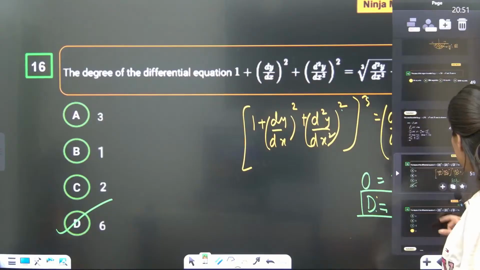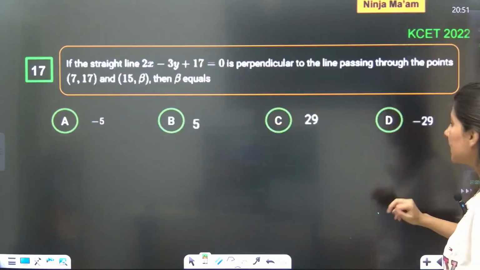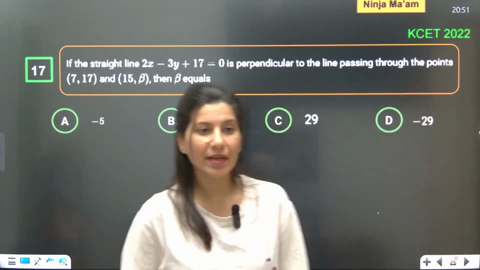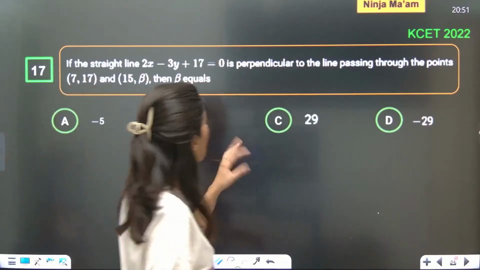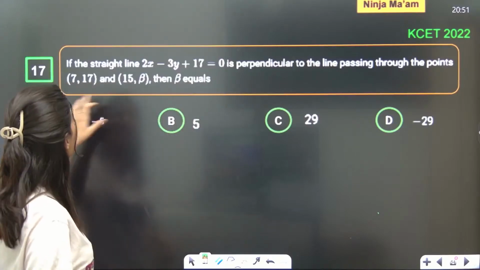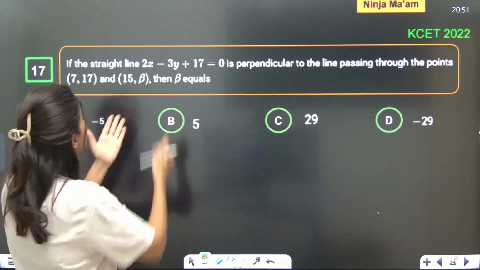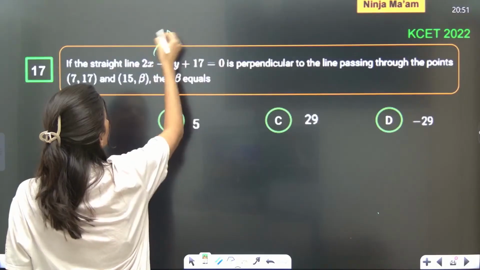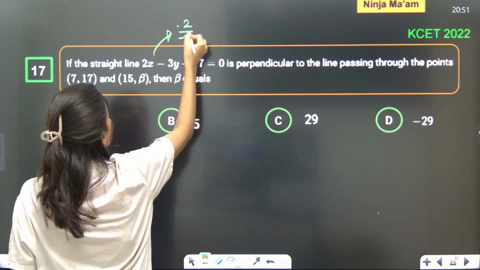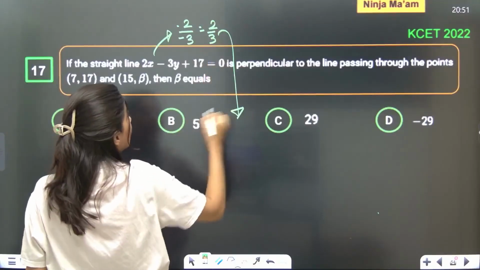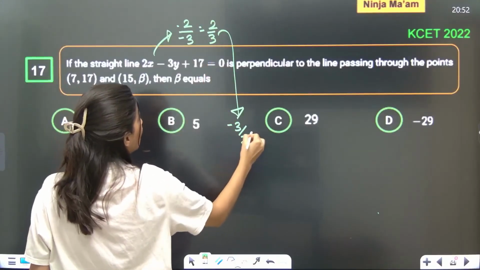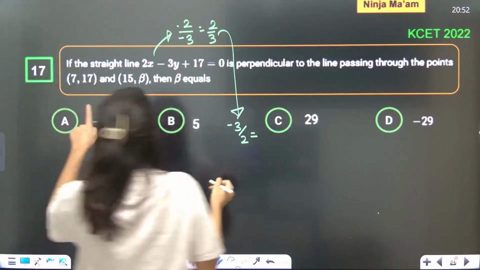Alrighty. Clear? Now the next question, everybody. If the straight line 2x minus 3y plus 17 equals 0 is perpendicular to the line passing through these two points. See, the slope of this line, anybody can tell me, minus 2 upon minus 3, which is 2 by 3. The slope of a line perpendicular to this line will be minus 3 by 2, and now it is passing through.